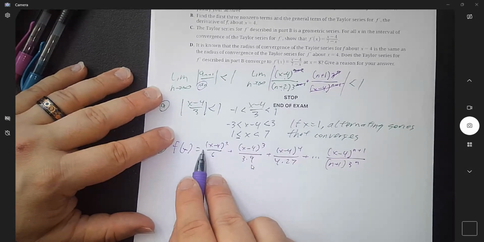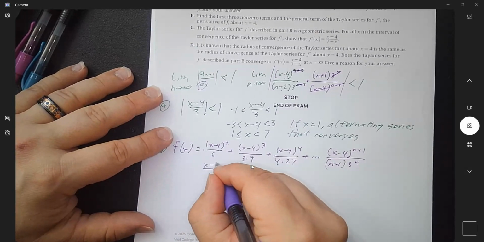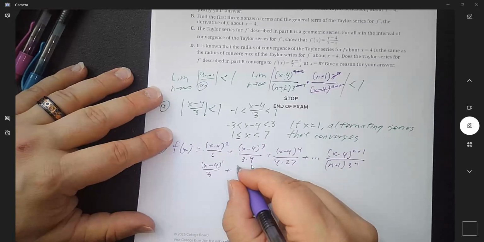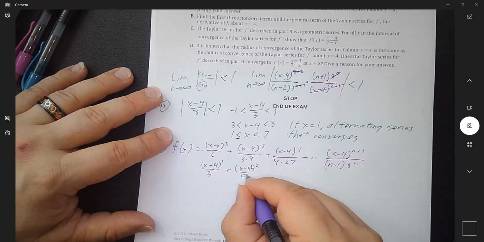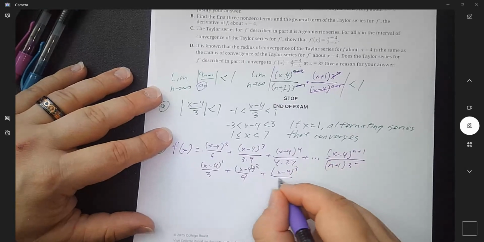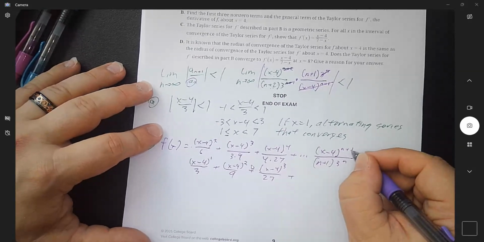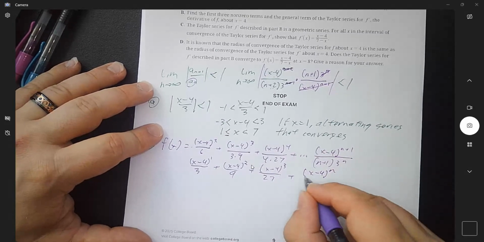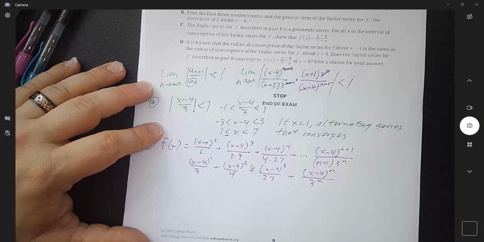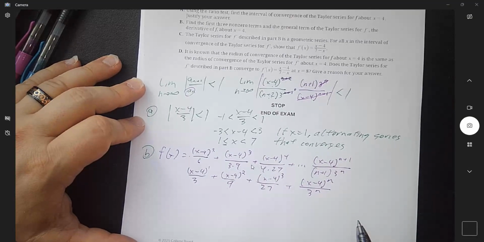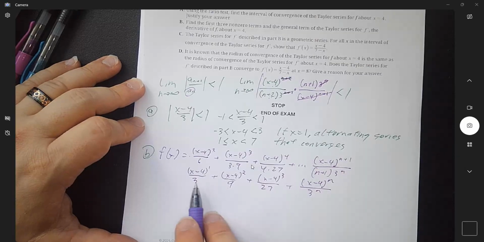So we're going to multiply by 2, and then we're going to get x minus 4 to the 1 power over 3. We're going to multiply by 3. That's going to kill this, and we're going to get x minus 4 squared over 9. Then we're going to get x minus 4 cubed, and we're going to multiply by 4. We get 27. And then we're going to multiply by n plus 1, which is going to kill that n plus 1, x minus 4 to the n over 3 to the n. Okay, so that's B.